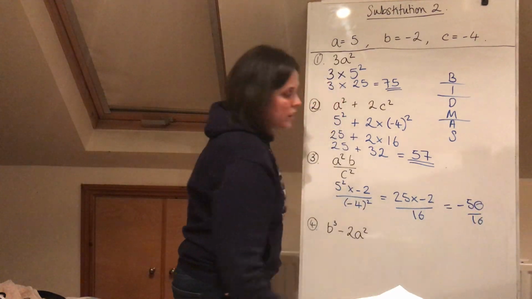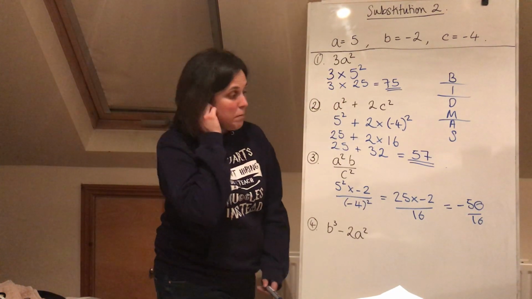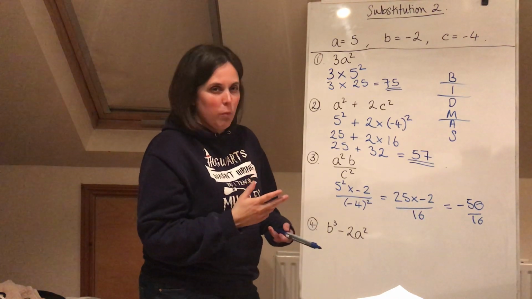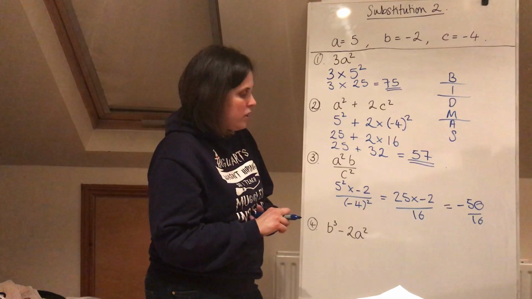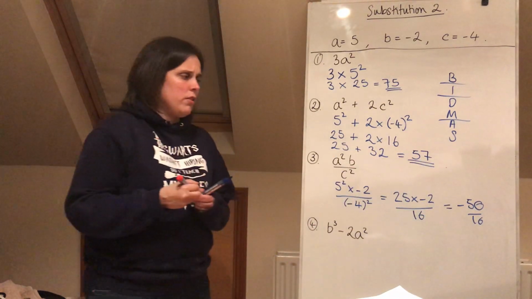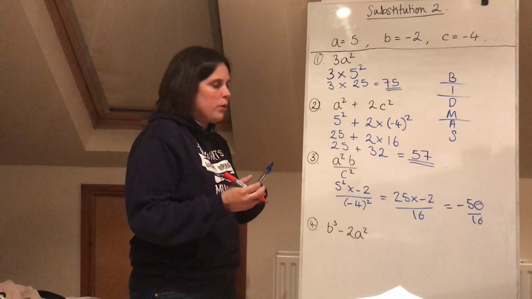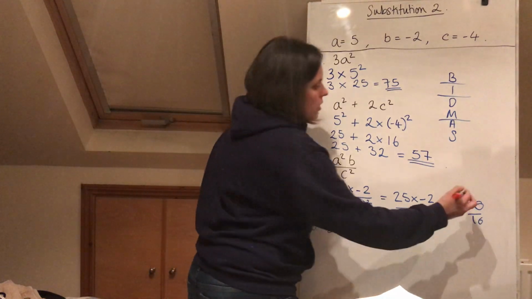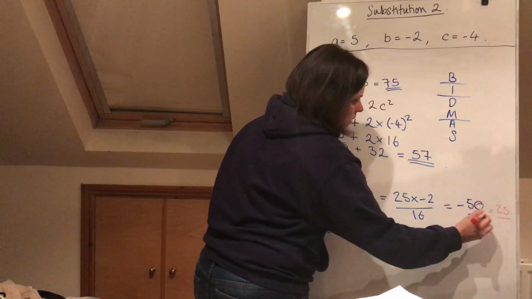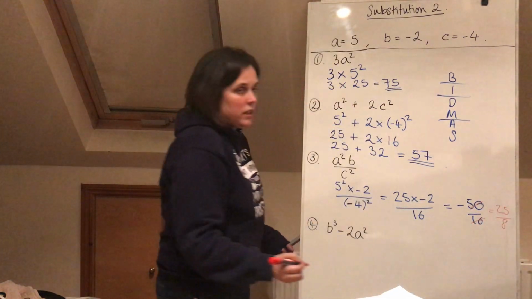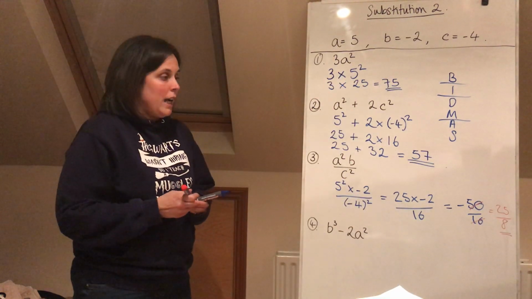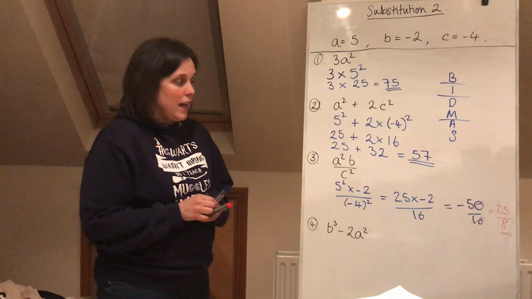-50 over 16. Now, if this was a calculator paper, you could get your calculator out and you could just work out what that was. Or what you can do is you can just simplify it. So think to yourself, right, well, what goes into both 50 and 16? Well, they're both even numbers. So if we cancel that, we get 25. And if we cancel that, we get 8. I think it's safe to say that there isn't anything else that goes into both of those. We can just leave our answer as 25 over 8.